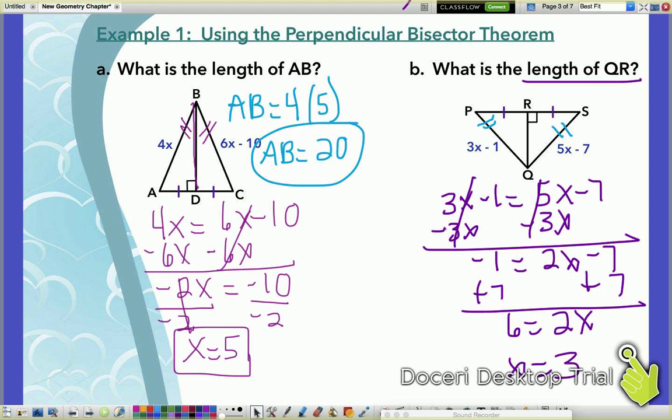My whole screen moved for some reason, but oh, and FYI, QR should be QP. Cross out that R and make it a QP. So QP would be 3 times 3 minus 1, which would be 8.